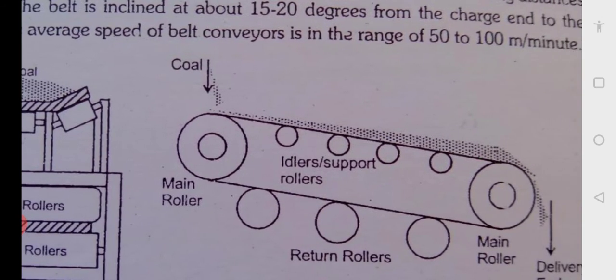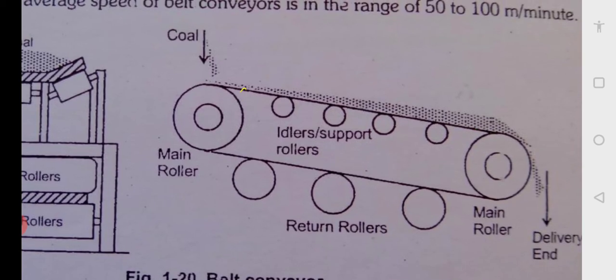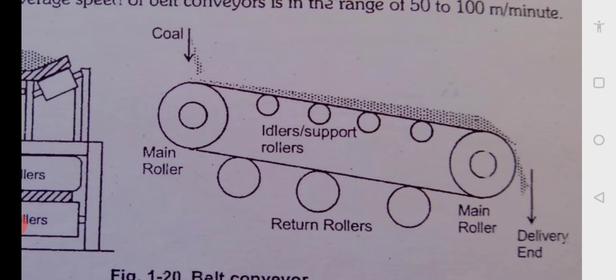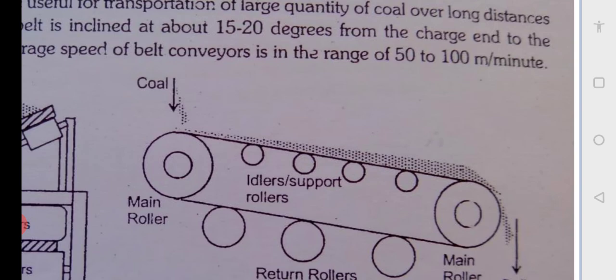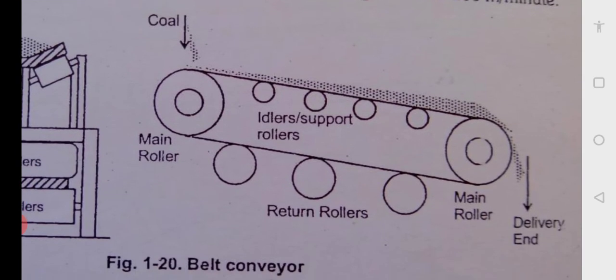You can see coal comes from the top here. This is the main roller, it is rotating, and in between the belt will tend to sag. So there will be support rollers. Idle rollers, meaning idlers, are not powered. Only one end is powered. Okay, one is the free end, one is the powered end, and these are only idlers for support, so it doesn't sag. And here you can see the delivery end. At the bottom, by gravity it is falling. Okay, it is slightly inclined, as stated, 15 to 20 degrees. It is not parallel to the ground. It is slightly slanted.